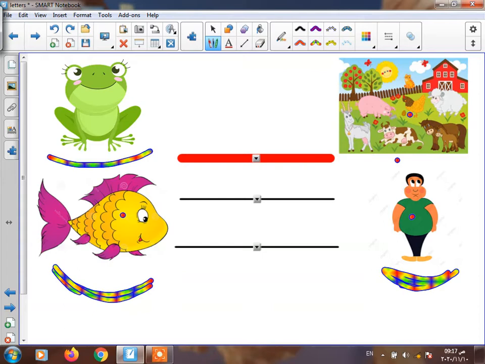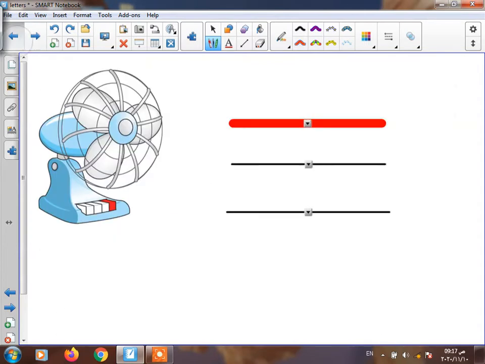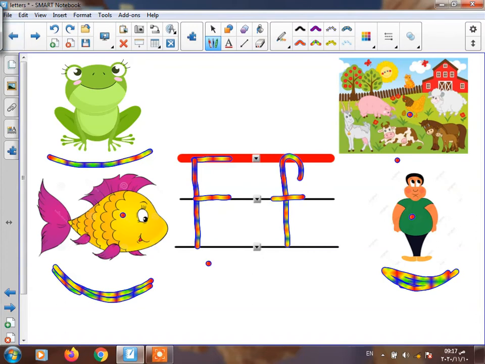How can I write sound F? Turn down, line down. Small line. KG2, what's this letter? Letter F. How can I write letter F? Small line, line down, small line again. Letter F, sound F.